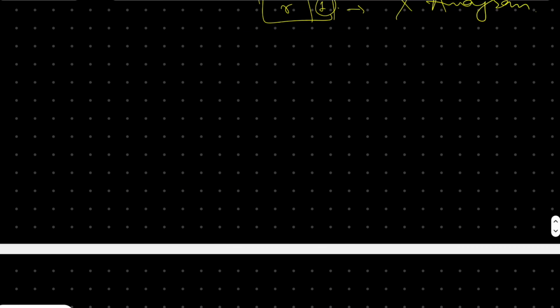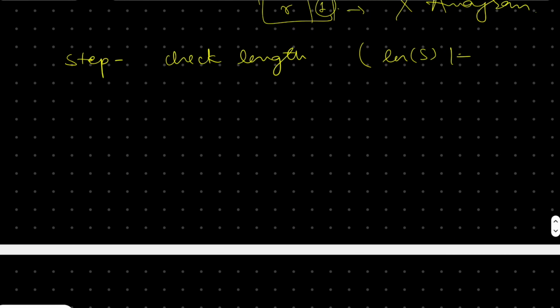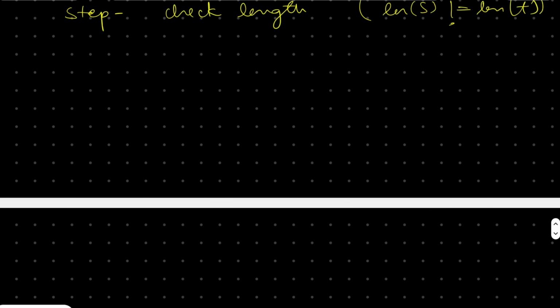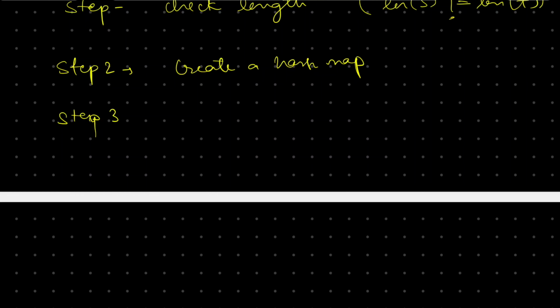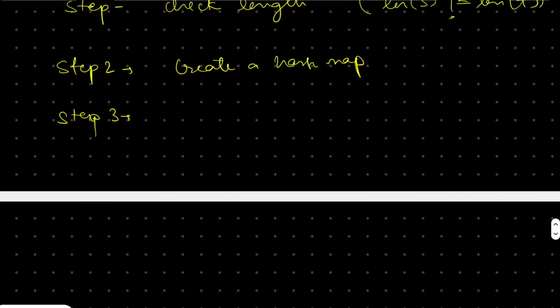Now let's convert this idea into steps. So what will be our first step? We will check length. Just in case the length of S is not equal to the length of T, then we will return false. This will save our time. Step 2, we will create a hash map. Then step 3, traverse string S. For each character, it will increase the count in the map.